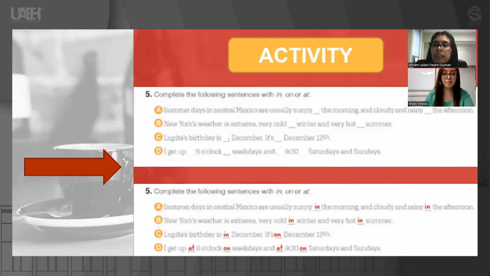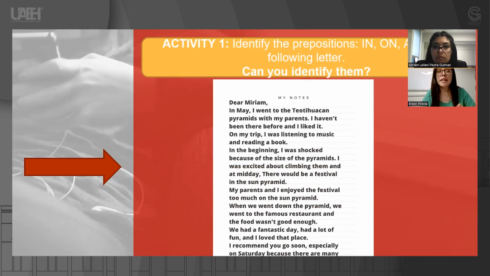Let's continue with another activity to continue practicing. Okay, this is the other activity. You have to identify the prepositions in, on, at in the following letter. I'm gonna read the letter and you have to identify the prepositions.